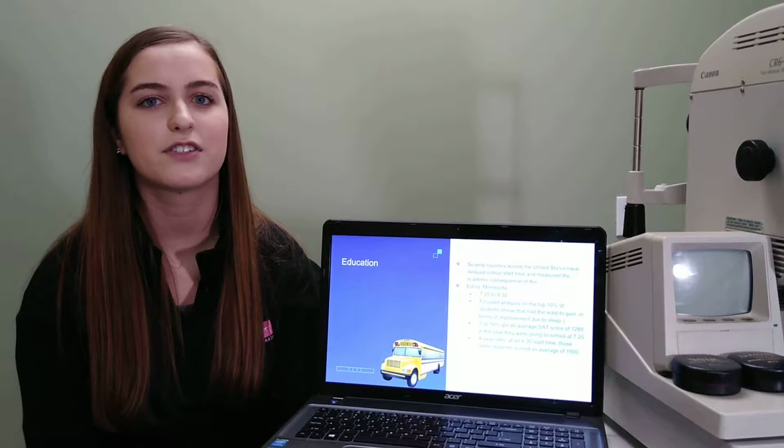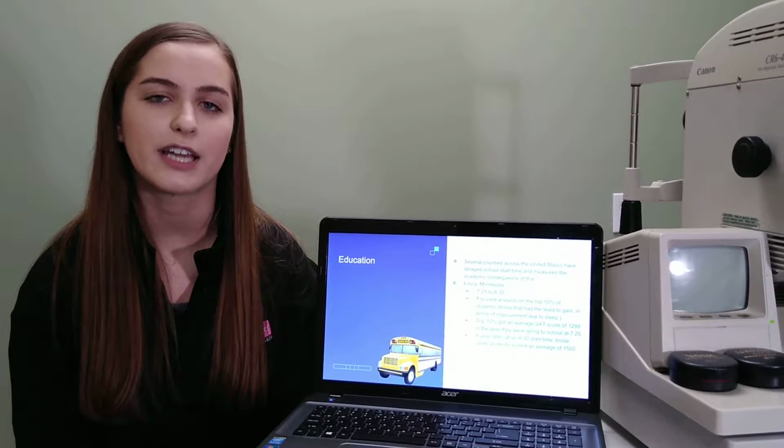So, the effects on education. Several counties across the United States have decided to start school times later in the day. One of the first counties to do this was in Edina, Minnesota. What they did here, they had a school start time of 7:25 a.m. and they changed it to 8:30 a.m.